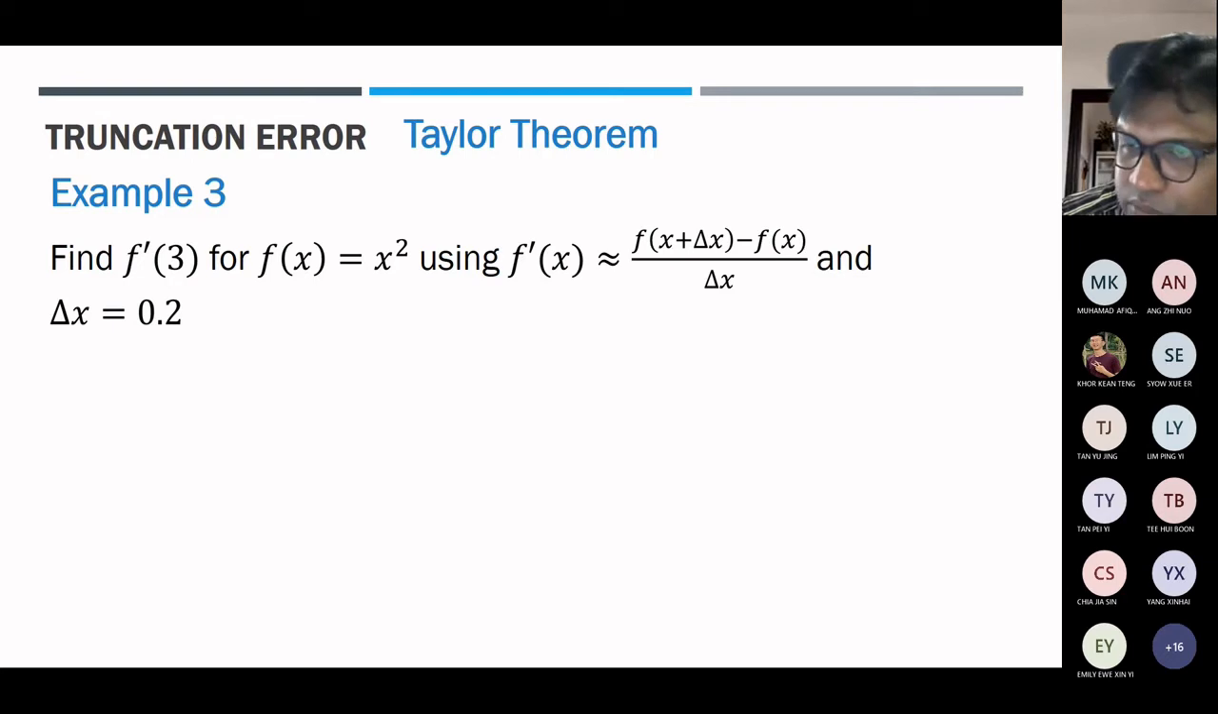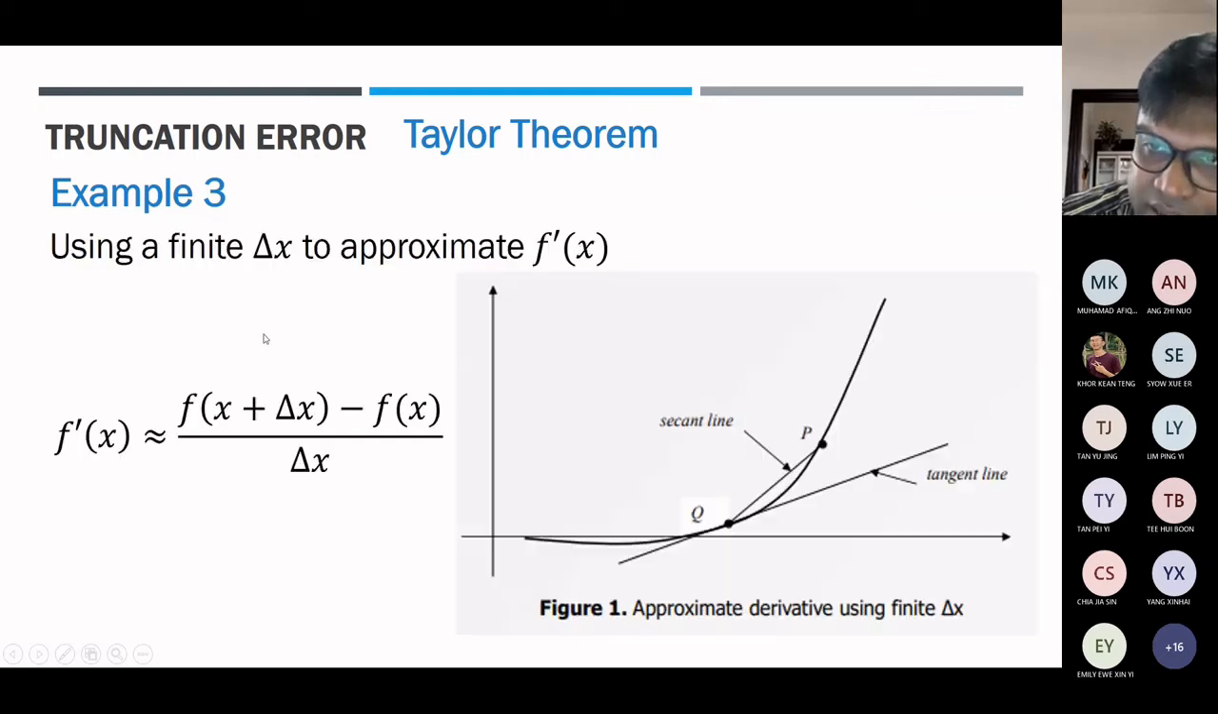So what does this delta mean? The delta you just read as the change in x. Say this is your x1, this is x2. So delta x means the change, which is the difference between the 2 points. They will give you how much the difference is, the step size between the 2 points.